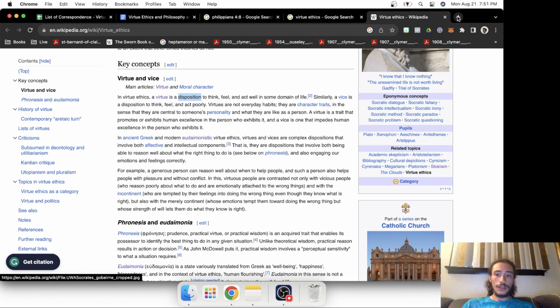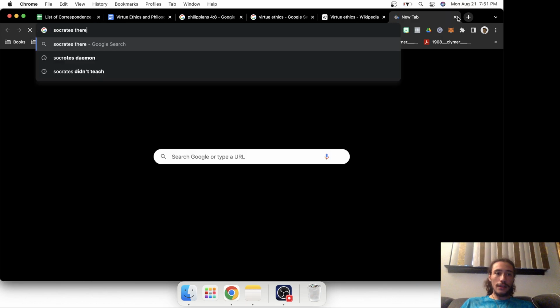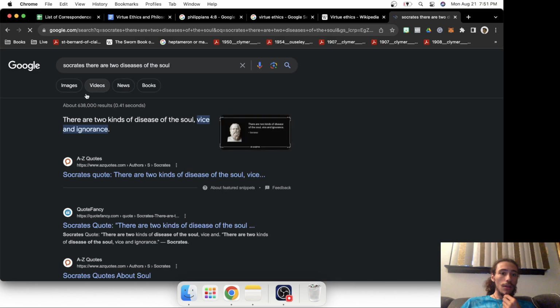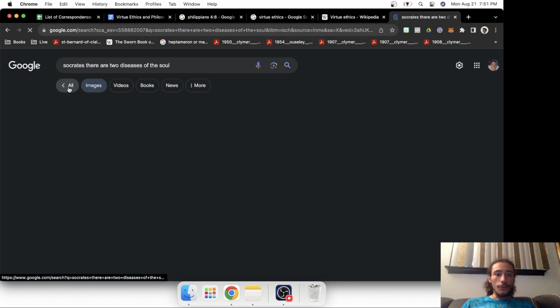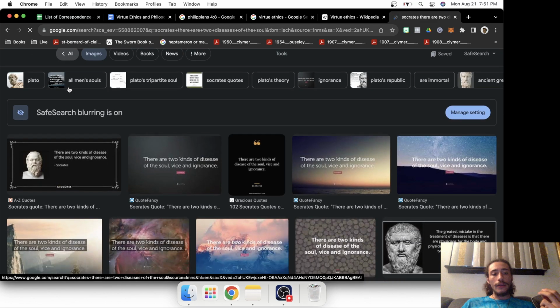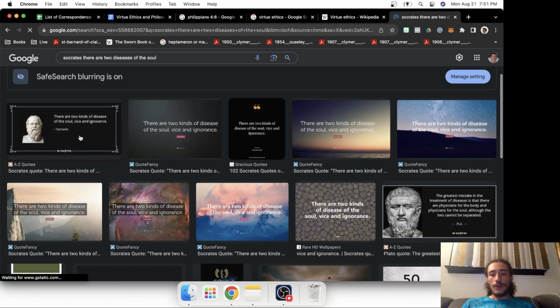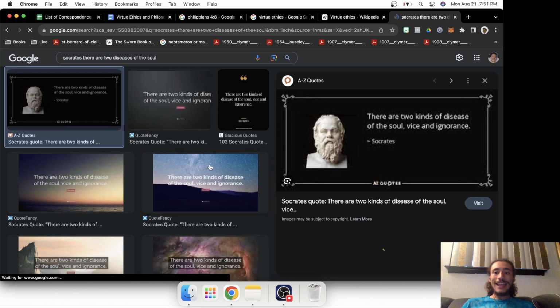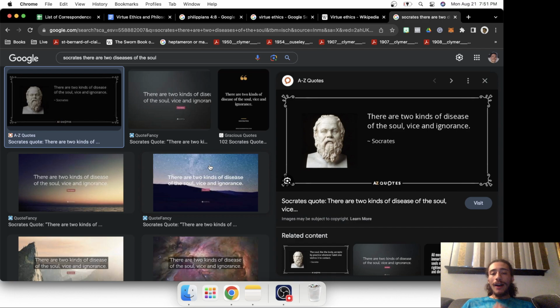So I love this. Socrates says there are two diseases of the soul. Here we go to some Greek philosophy to help aid us in understanding why virtue ethics is so important. Socrates says right here, there are two kinds of disease of the soul, vice and ignorance. Vice, meaning the negative, the downward, the debauchery, the degrading habits and character and dispositions that we have towards life. And ignorance, meaning the misunderstanding, or not even understanding.